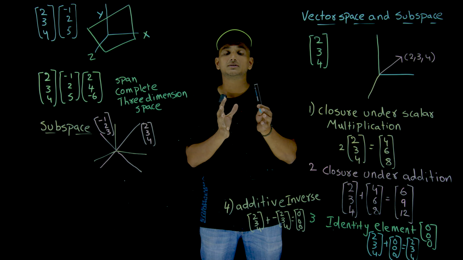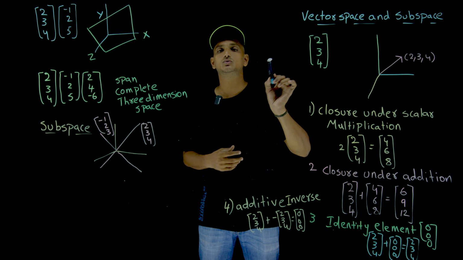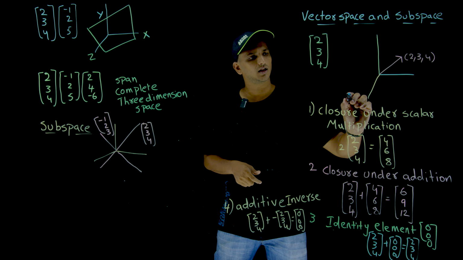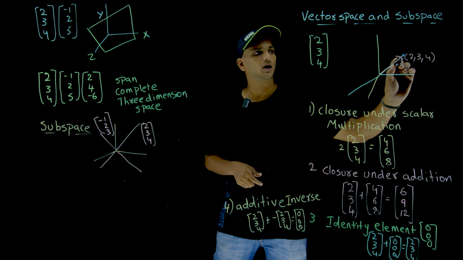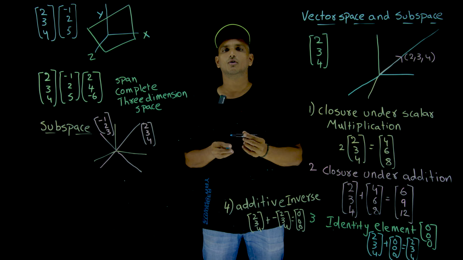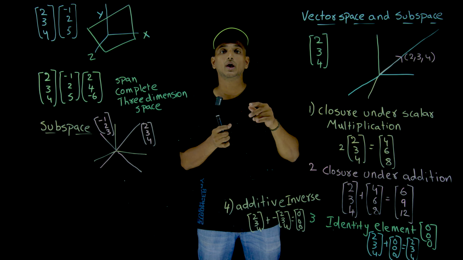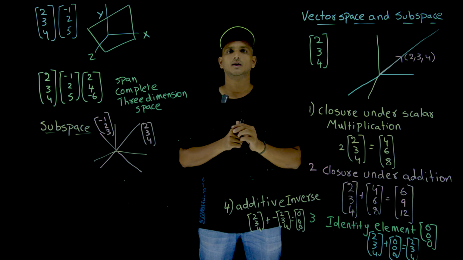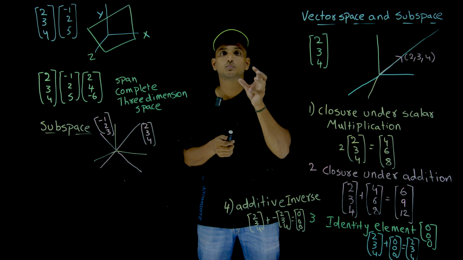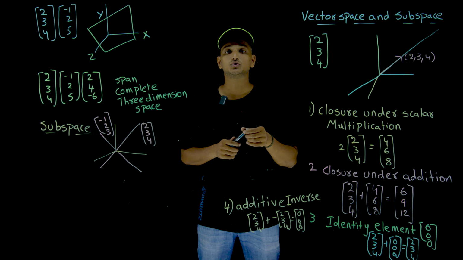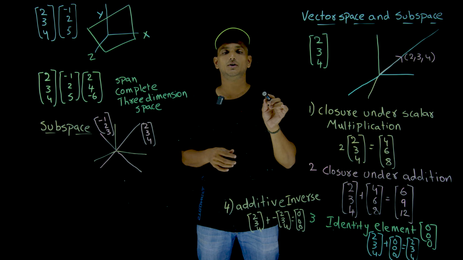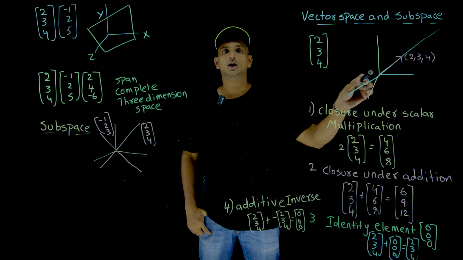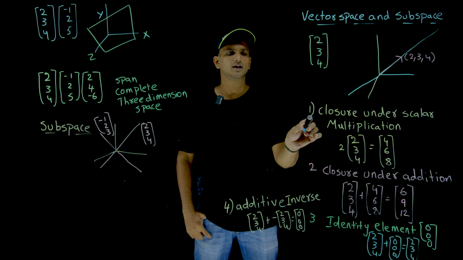What is the space that you are able to span by using this vector? This entire line. The line passing through the origin is the line on which you can move to any point by using this vector. This is what we call a vector space. But it has to satisfy some properties. If you want to call it a vector space, it has to satisfy some properties. What are those properties? Let's try to understand.